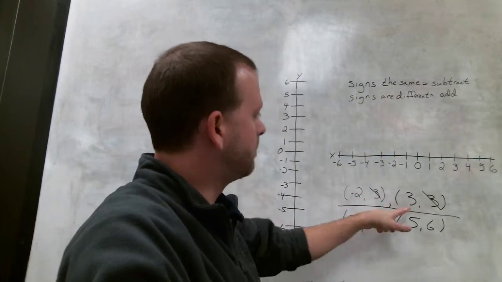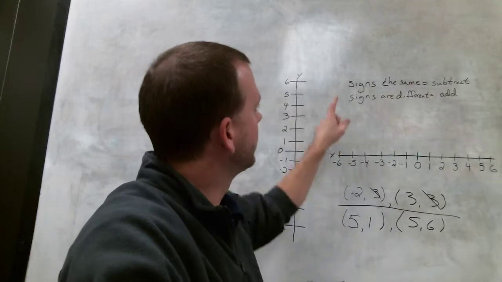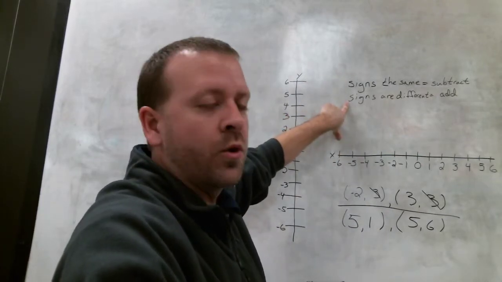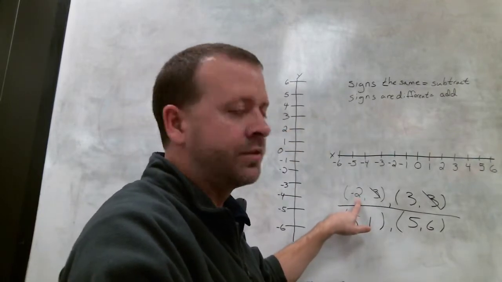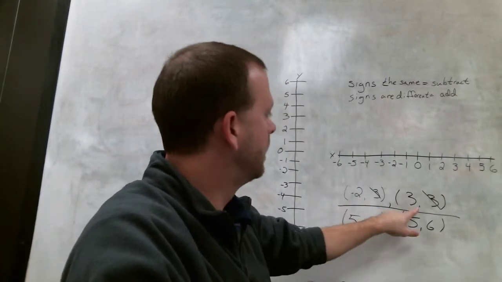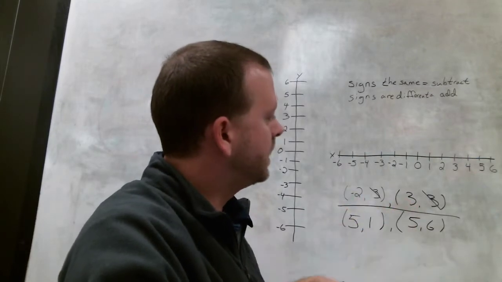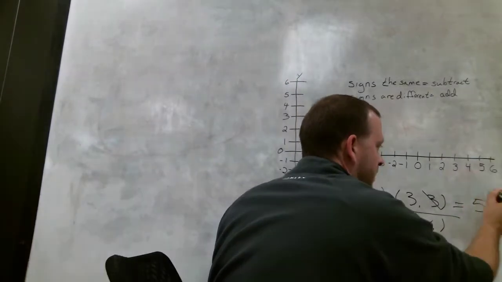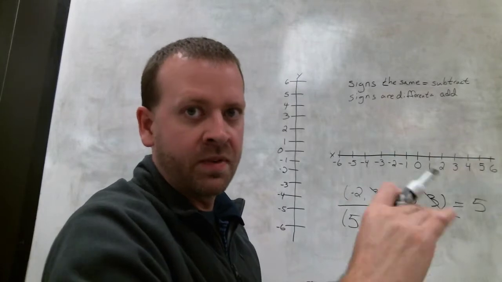So I look at these two that I'm comparing, and I see that one of them is a -2, one of them is a positive. So I go up here and I look at my rules, and I think, oh, the signs are different. So I'm going to add the absolute value of both of them. So the absolute value of -2, of course, is 2, because with absolute value, there's never any negatives. And the absolute value of +3 is, of course, 3. 2 plus 3 equals 5. So the distance between those two ordered pairs on a coordinate plane would be 5 units.